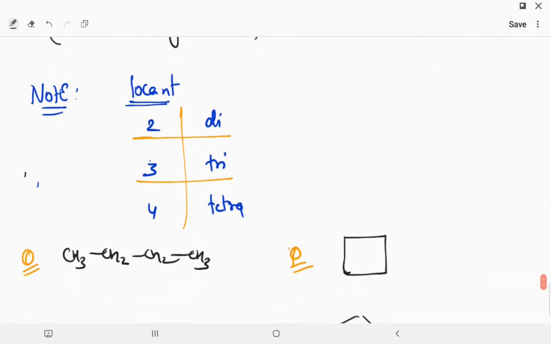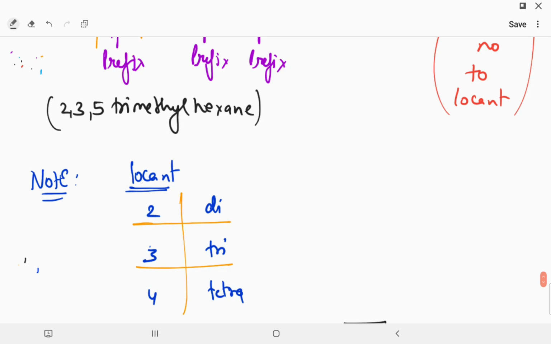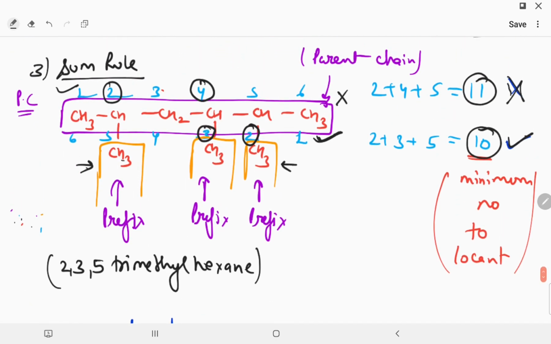Now the last rule you have to understand: when the same locant occurs twice, we use di. If the same locant occurs 3 times, we use tri. If 4 times, we use tetra. So in the above compound you can see the prefixes are the same, CH3, CH3, CH3. So we use 2, 3, 5. 2, 3, 5 are the positions of methyl. 2, 3, 5 trimethyl hexane. I hope this is very clear to you.